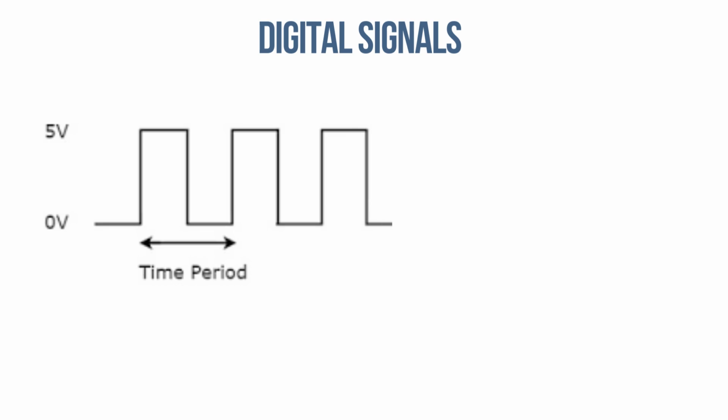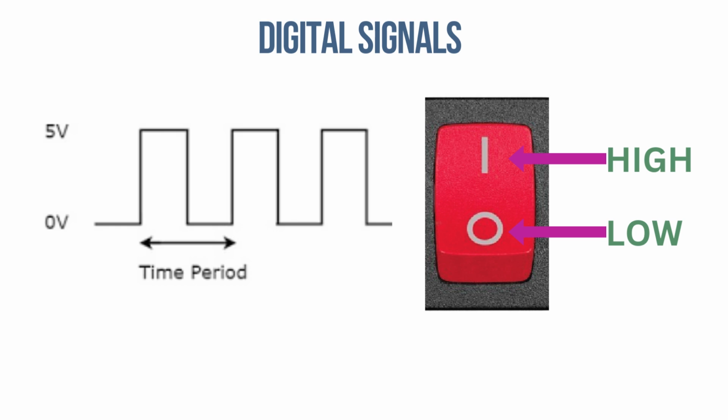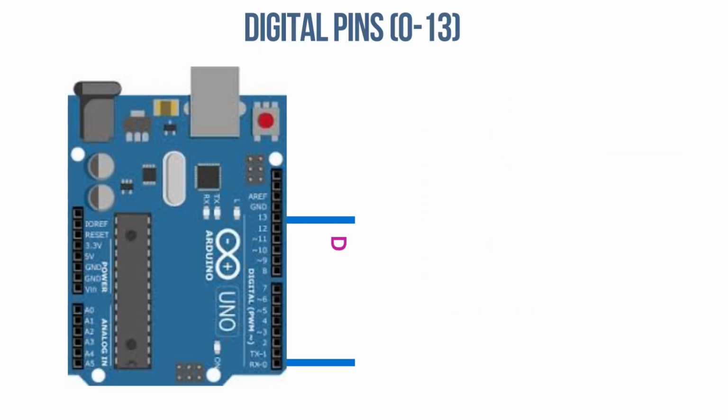First, let's talk about digital signals. Think of them as simple on-off switches, like a light switch in your room. They have only two states, high or low, representing 1 or 0. Digital pins on Arduino Uno are designed to handle these on-off signals. They can be set as outputs to turn things on or off, or as inputs to detect if something is on or off, like a button press.